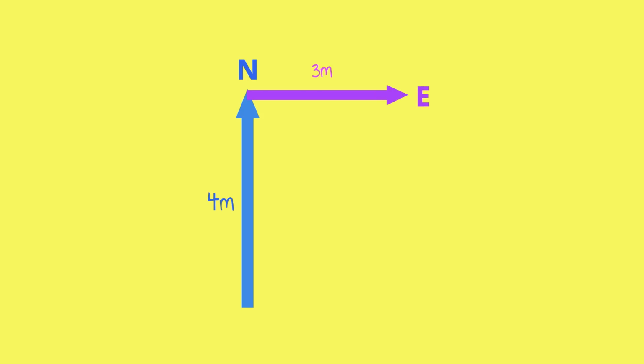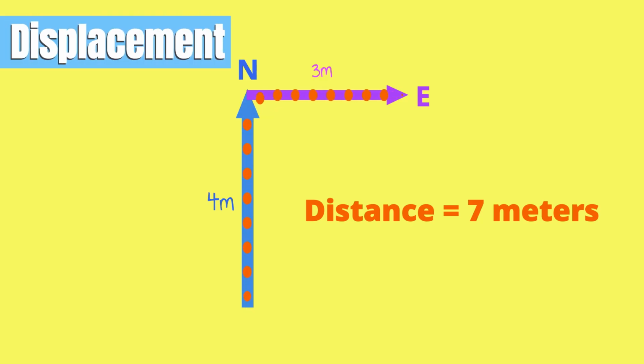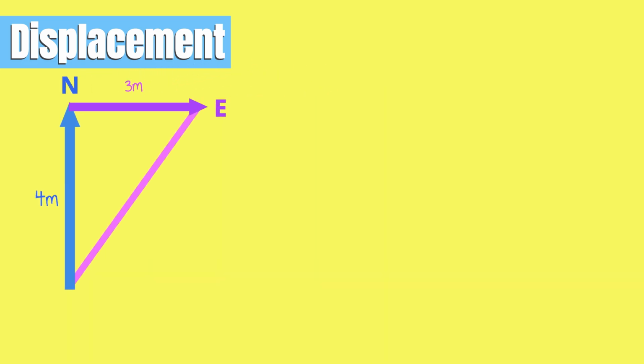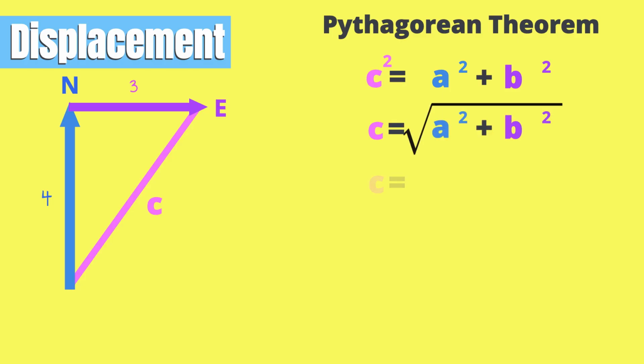You're at the origin of a grid and you walk 4 meters north, then 3 meters east. Distance tells you you've walked a total of 7 meters. But displacement? It's already busy calculating. It draws a straight line between your starting and ending points and uses the Pythagorean theorem to find your net movement. Displacement calculation. Displacement equals the square root of 4 meters squared plus 3 meters squared.